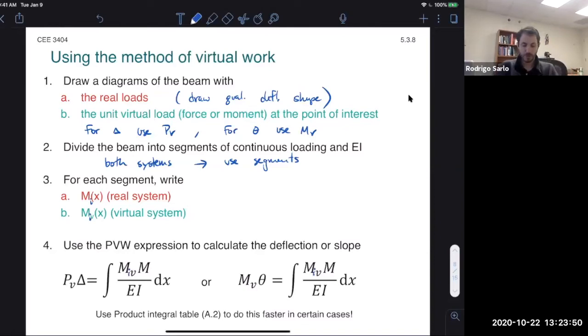Okay, so you solve for those internal moments, and then you use the principle of virtual work to calculate the deflection or slope, right? So if you chose PV up here, then you would use this equation. If you chose MV up here, you would use this equation. Okay, so a lot of words, but that's it. Okay, so that's the principle of virtual work.